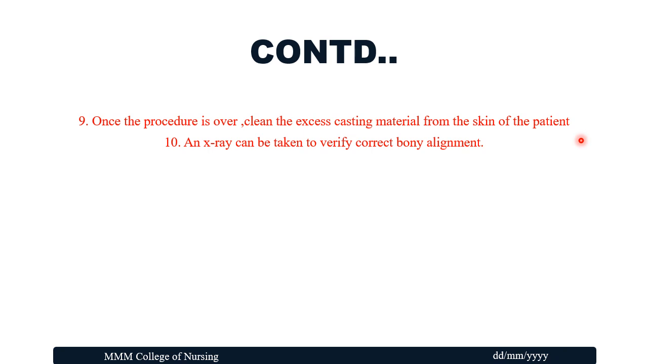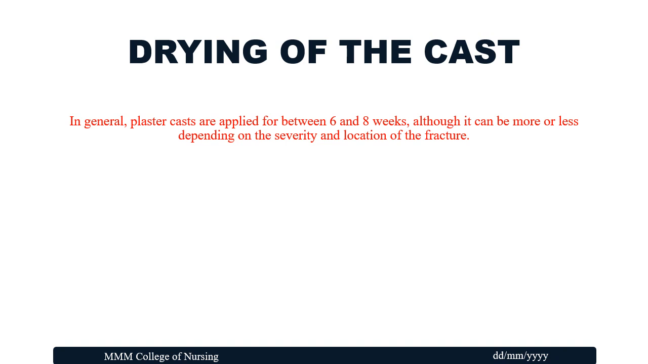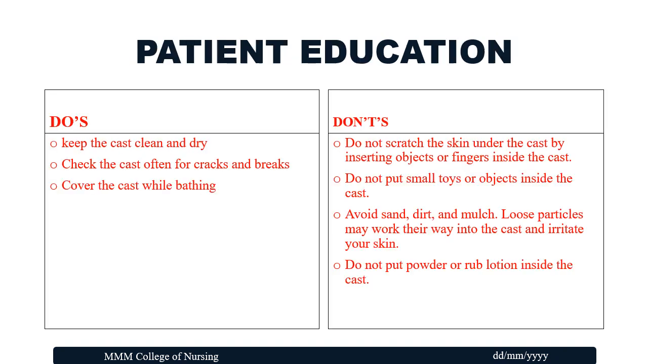So these are the application steps. How could we care for it? Drying of the cast. In general, plaster casts are applied for between 6 and 8 weeks, although it can be more or less depending on the severity and location of the fracture. So almost 6 to 8 weeks it can be left for drying, although it can be more or less depending on the severity or location of the fracture.